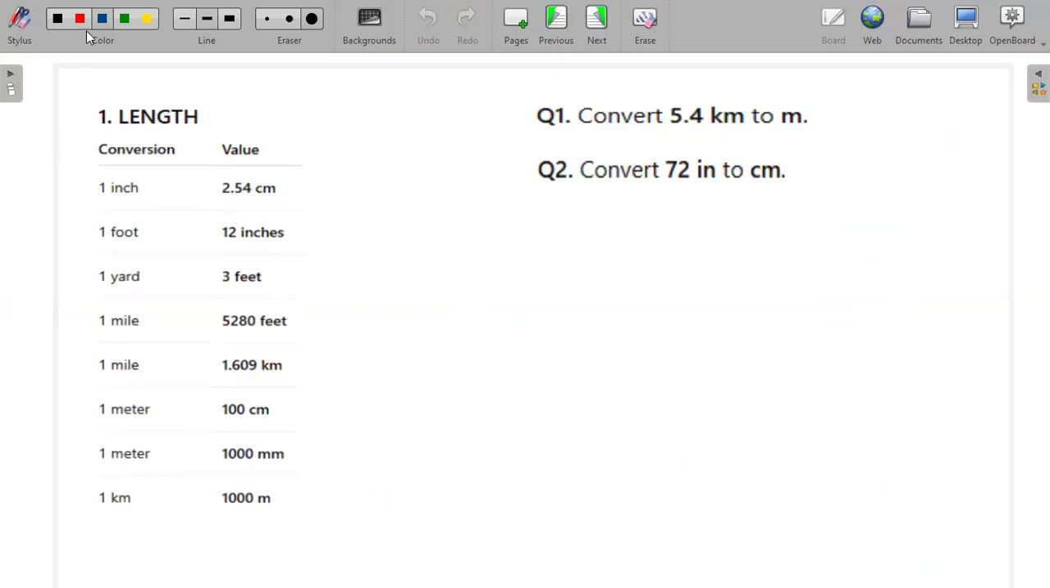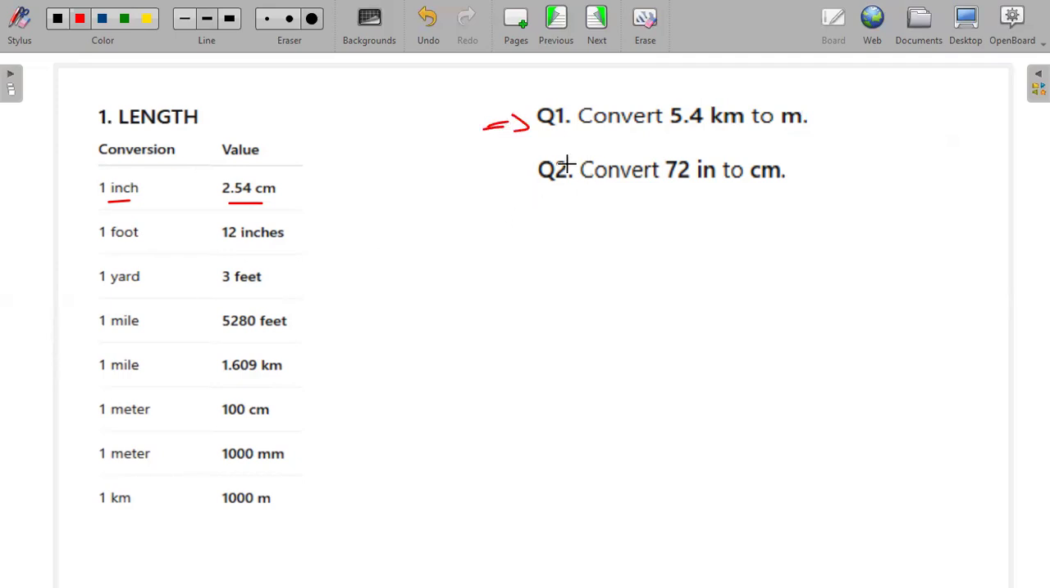So there are some key conversion factors that you have to know. You have to know that 1 inch is the same as 2.54 centimeters. 1 foot is the same as 12 inches. 1 yard is the same as 3 feet. 1 mile is the same as 5,280 feet. 1 mile is the same as 1.609 kilometers. You have to know some of these. So let's do question 1 there.